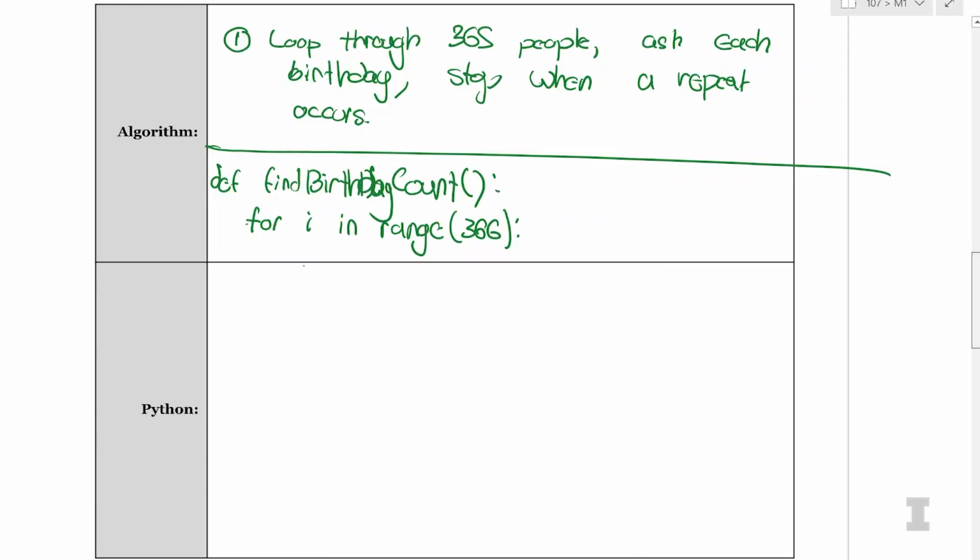And so for i in range 366, we're going to say birthday is equal to random.randint(1, 365). So we're going to randomly generate a number between 1 and 365, and we said the birthdays were uniformly distributed. So this is basically 1 is January 1st, 2 is January 2nd, and so forth.